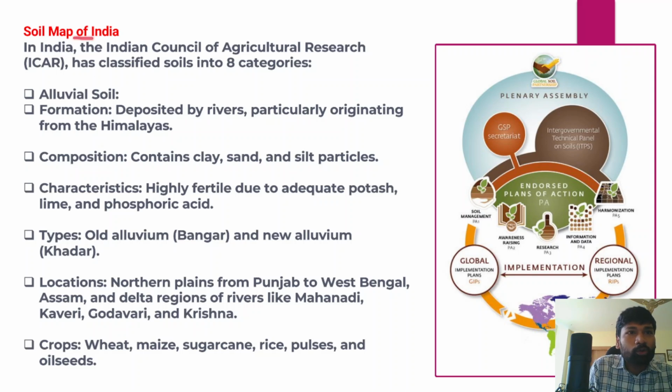When we talk about the soil map of India, the Indian Council of Agricultural Research has classified Indian soils into 8 different categories. The first category is alluvial soils.